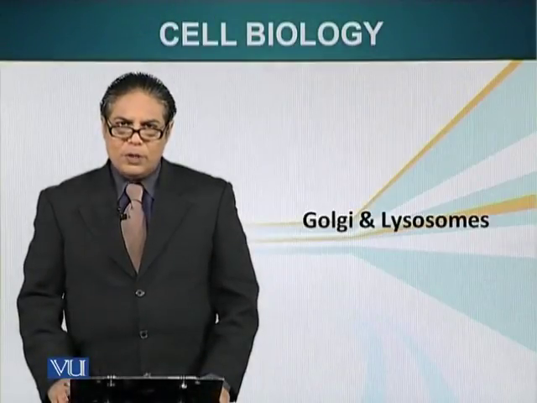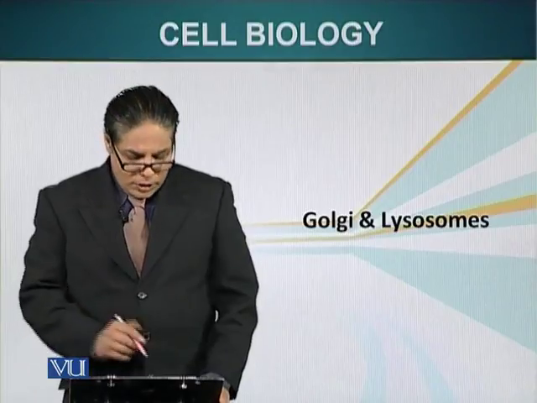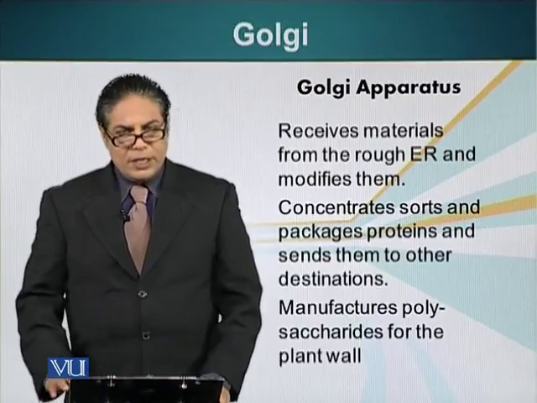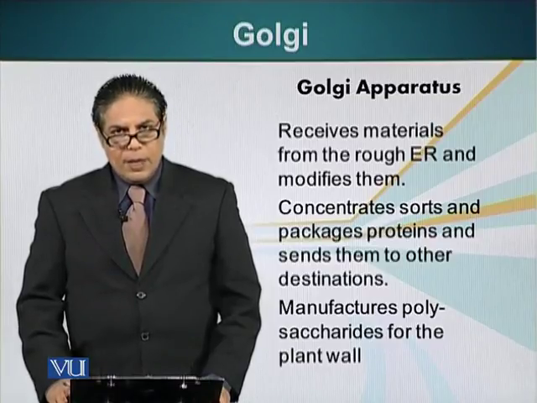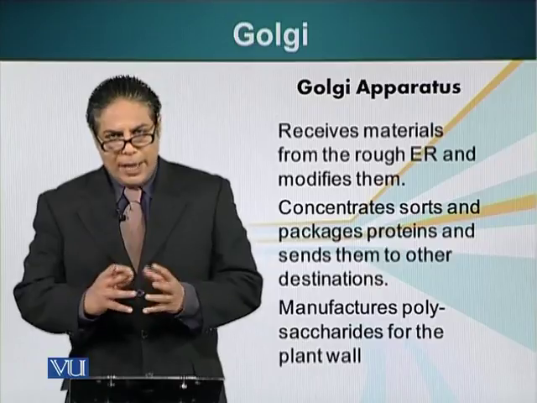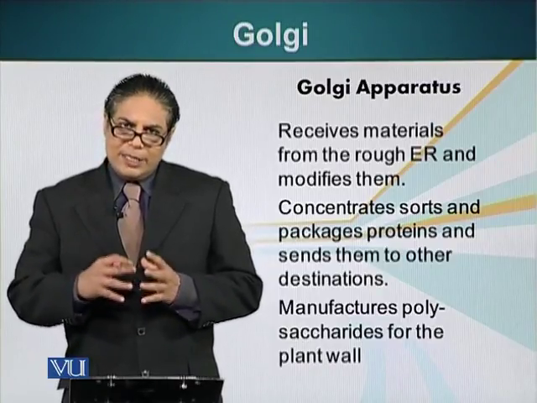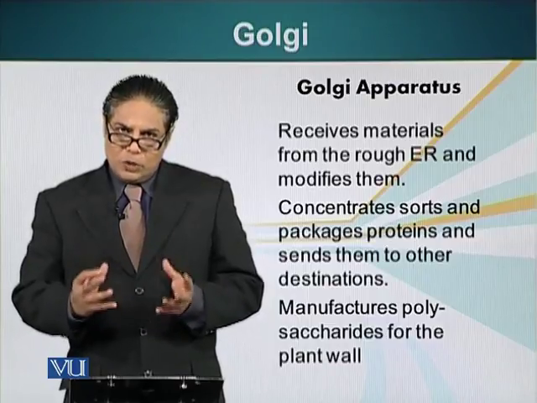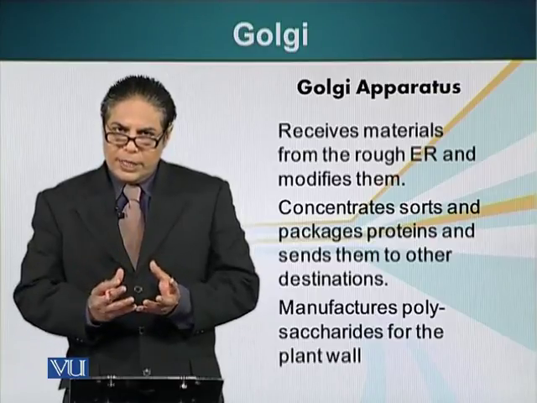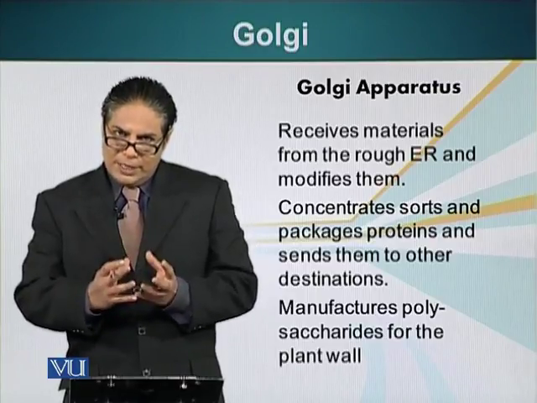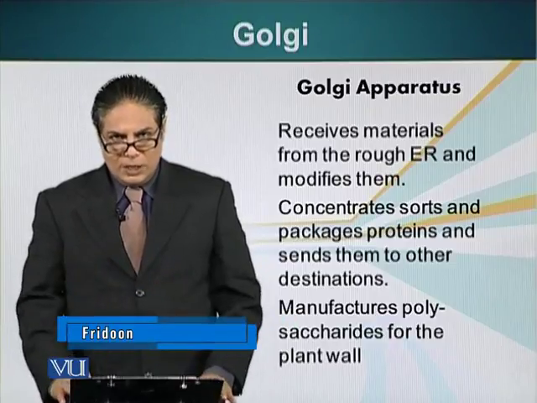In this module, we'll talk about Golgi apparatus and the lysosome. Golgi apparatus receives vesicles from the endoplasmic reticulum. Endoplasmic reticulum packages proteins and sends to Golgi apparatus. Golgi apparatus is the site where the proteins will be sorted, they'll be further chemically modified, they'll be concentrated, enriched in a specific vesicle, and the vesicle will be sent to its respective destination.